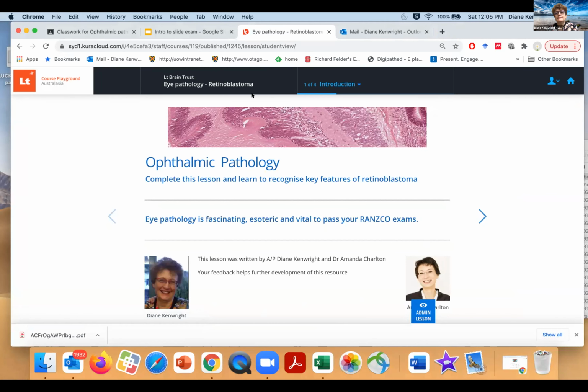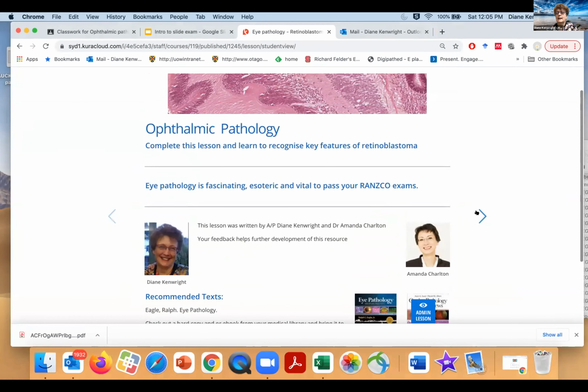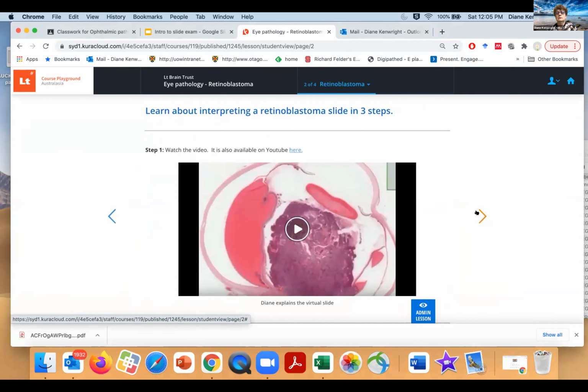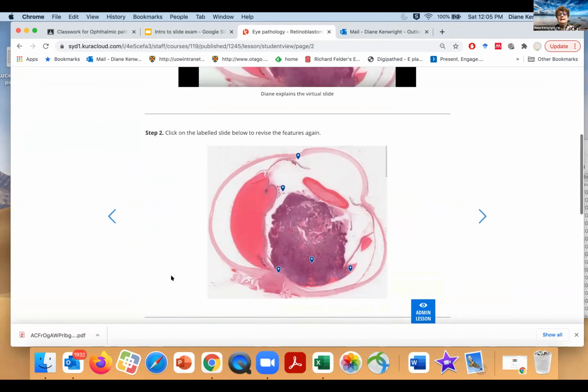We always start with this landing page showing who we are and the recommended texts, and then go on to the actual learning site. The reason we've set it out like this is that we are putting a framework around your learning. We do three steps. The first step is that you look at a virtual slide in the video. This is the initial run through, and then you get to explore what is probably going to be the photos that you would get in your exam.